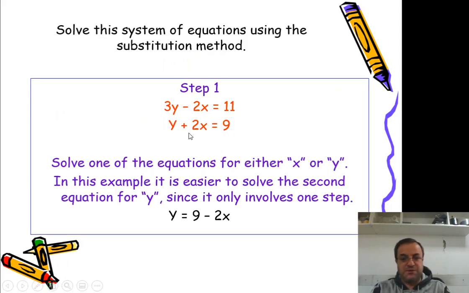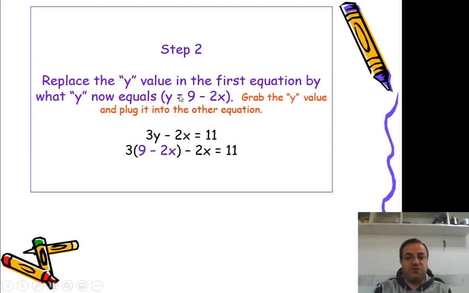Let's go back and see. The first equation is 3y minus 2x equals 11. The second equation is y plus 2x equals 9. So y now is equal to 9 minus 2x. We substitute the value of y equals 9 minus 2x. Instead of y we put 9 minus 2x. Here, in place of this y that you see here, we will put 9 minus 2x.